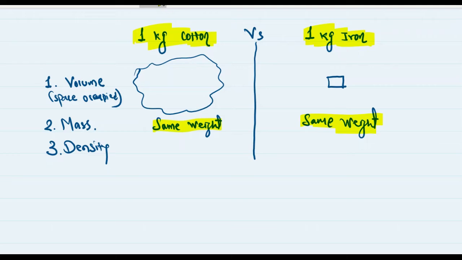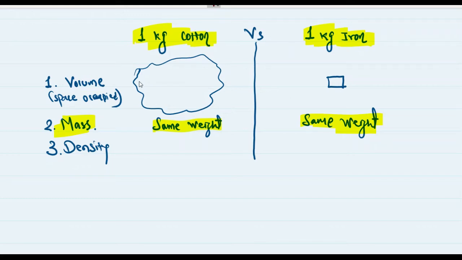But this weight, this mass, is made up of what? This mass is made up of particles. Without particles, there could be no mass, because mass is the amount of matter contained in the body. So there is matter in this cotton as well as in this iron, and that matter makes up its mass or its weight. Without matter, there could not be any mass or weight. So we understand that there must be some particles.